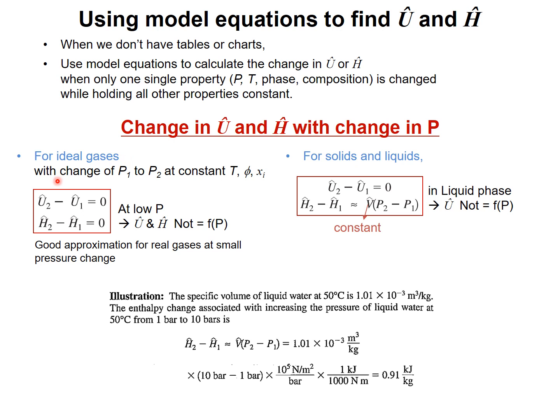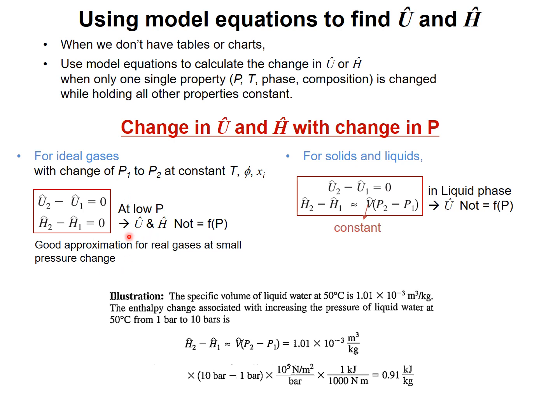For ideal gases with a change of P1 to P2 at constant temperature, phase, and composition, that is to say all other properties constant, the internal energy is not changed with pressure, and enthalpy does not change with pressure. It means internal energy and enthalpy are not functions of pressure. Here I have talked about ideal gases. Also, this is a good approximation for real gases at small pressure change or at low pressure. So in those cases, the enthalpy and internal energy are independent of pressure.